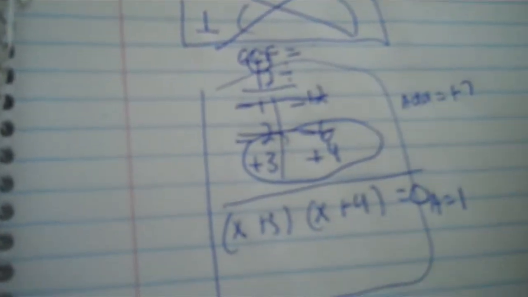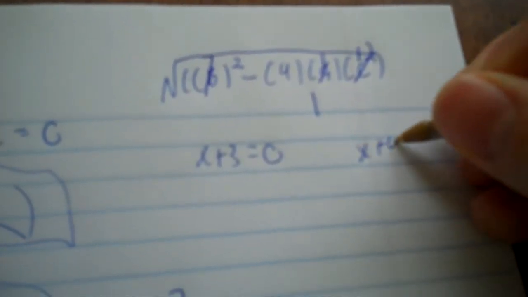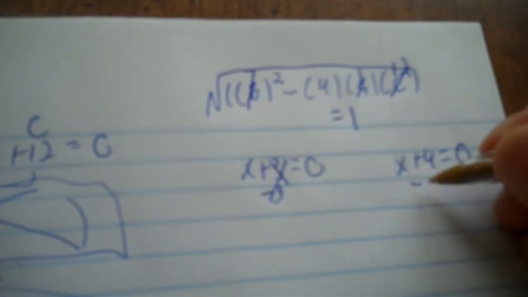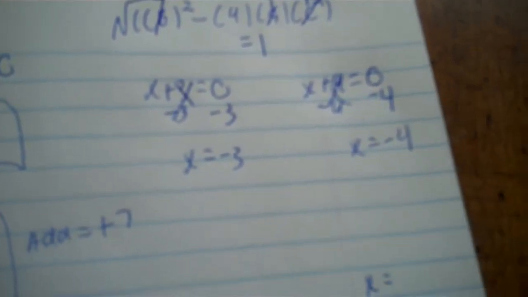Now my A up there is a 1, so if it's a 1, you can get rid of it and just make 2 parentheses, okay? Where it's x, x, and then plus 3, plus 4. Equals 0. All I've done is factored it and rewrote it. Okay, so F1, F2. So x plus 3 equals 0. X plus 4 equals 0. So minus 3, minus 4. So x equals negative 3, or x can equal negative 4. So those are my 2 solutions.